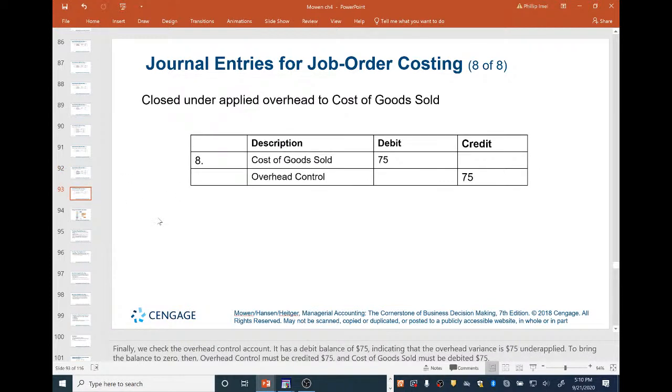Closed under applied overhead to the cost of goods sold. So once again, we're just moving it to the cost of goods sold and reducing the overhead control. Does that make sense to everybody?